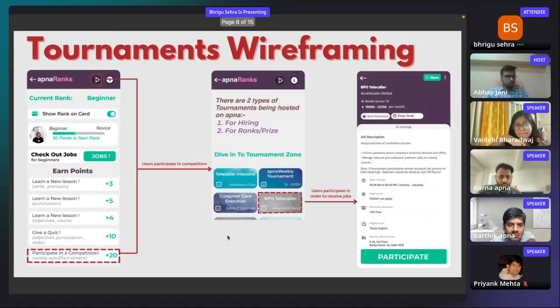Moving to the next part, apna tournaments ya fir jab hum वीकली जो कॉम्पिटिशन है उनमें आते हैं, तो देयर आर टू टाइप्स ऑफ कॉम्पिटिशन. फर्स्ट इज फॉर हायरिंग एंड सेकेंड वन इज फॉर रैंक स्लैश प्राइज. तो हायरिंग के लिए ऐसे होगा कि यू कम्पीट इन टूर्नामेंट, आप उसमें जीतते हैं, एंड देयर इज 100% चांस के आपका सिलेक्शन हो जाएगा. फॉर एग्जाम्पल एक्सेंचर ग्लोबल बीपीओ टेलीकॉलर के लिए लुकिंग फॉर पीपल, सो इट विल होल्ड अ टूर्नामेंट, और जो भी टूर्नामेंट का विनर होगा उसके लिए जॉब एश्योर्ड हो जाएगी.